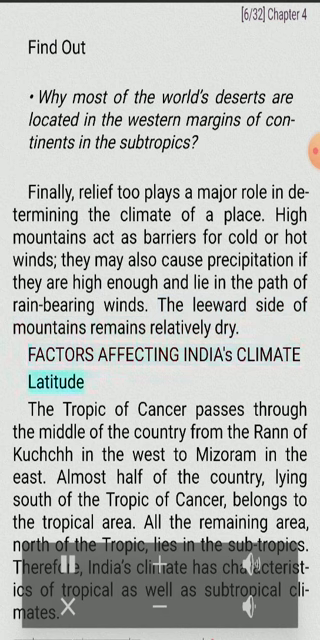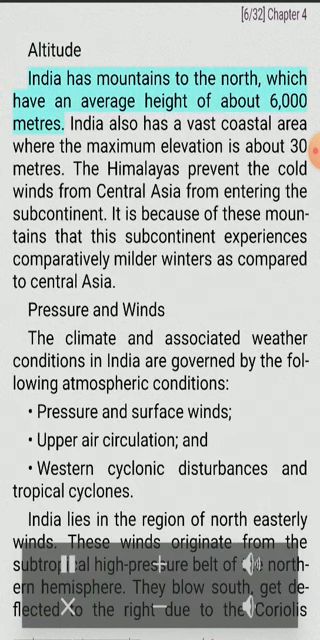Factors affecting India's climate. Latitude. The Tropic of Cancer passes through the middle of the country from the Rann of Kutch in the west to Mizoram in the east. Almost half of the country, lying south of the Tropic of Cancer, belongs to the tropical area. All the remaining area, north of the tropic, lies in the subtropics. Therefore, India's climate has characteristics of tropical as well as subtropical climates.